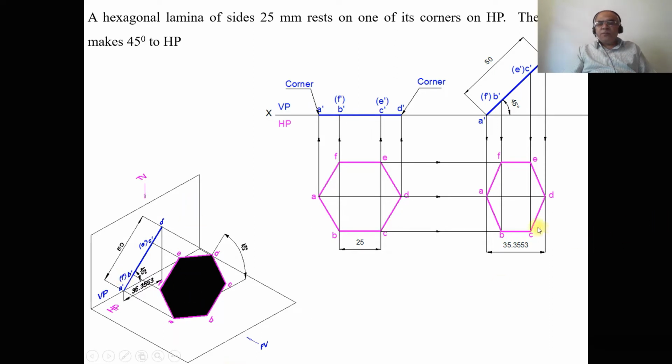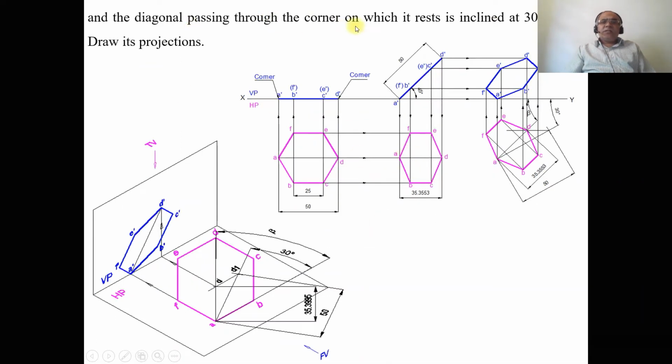And when you look from the top view, this is the condition wherein you will be able to get the hexagon. And here A dash B dash, B dash C dash, C dash D dash, D dash E dash, E dash F dash, and F dash A dash, all the sides are inclined to HP. Therefore, all these sides become apparent lengths. And as the diagonal A dash D dash is inclined to HP, AD is the diagonal which is an apparent length. Then, the diagonal passing through the corner on which it rests is inclined at 30 degrees to VP.